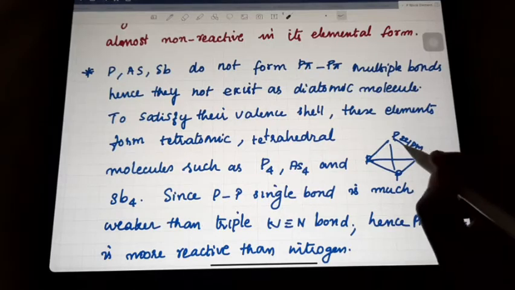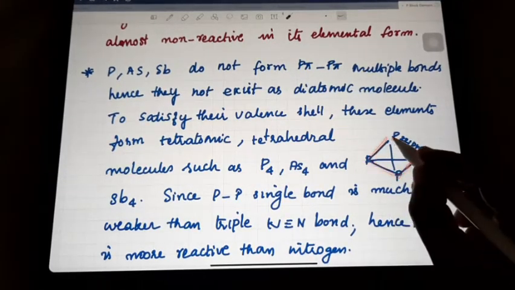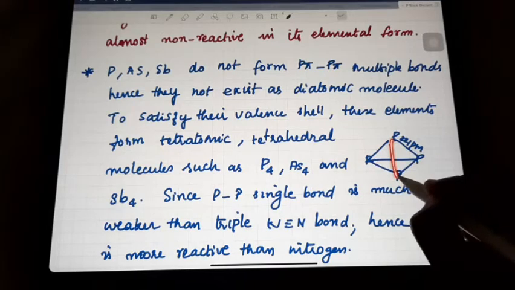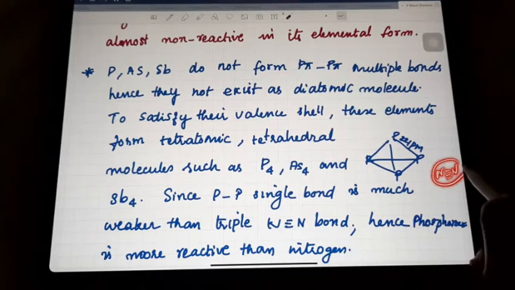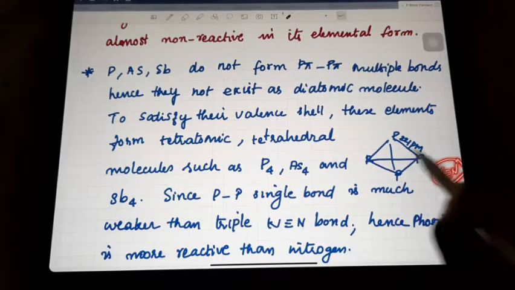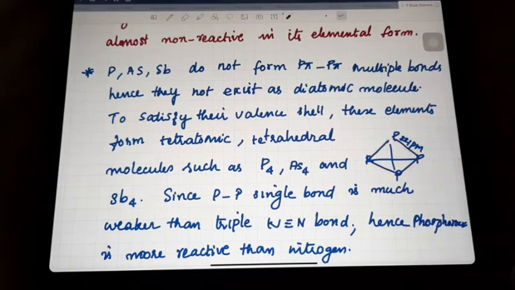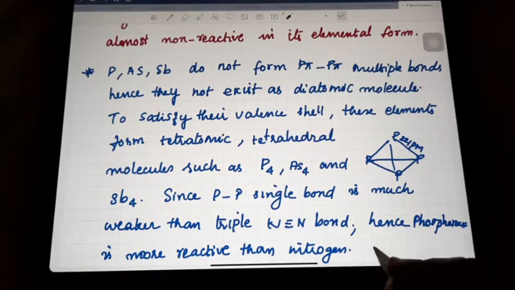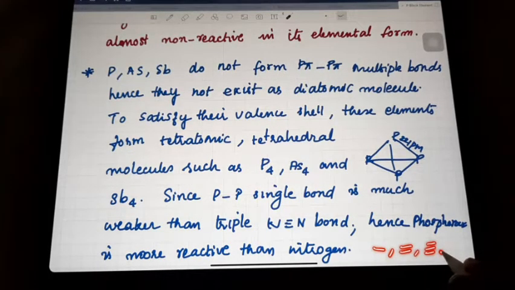Here you can see the P-P single bonds, P-P single bond, P-P single bond. This is the structure of phosphorus P4. Compared to the N triple bond N, where the bond is considered strong, the P-P single bond is considered weak. We studied single, double and triple bonds. Which one is easy to break?